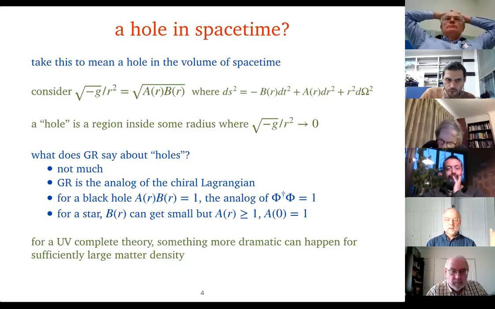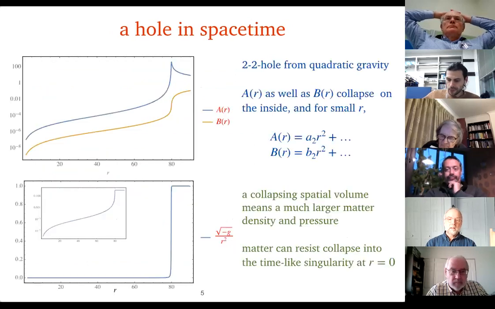Now I'm going to be saying that for a UV complete theory, something much more dramatic can happen for a sufficiently large matter density. And that is a hole in space-time. I'm talking about a 2-2 hole that emerges from quadratic gravity.